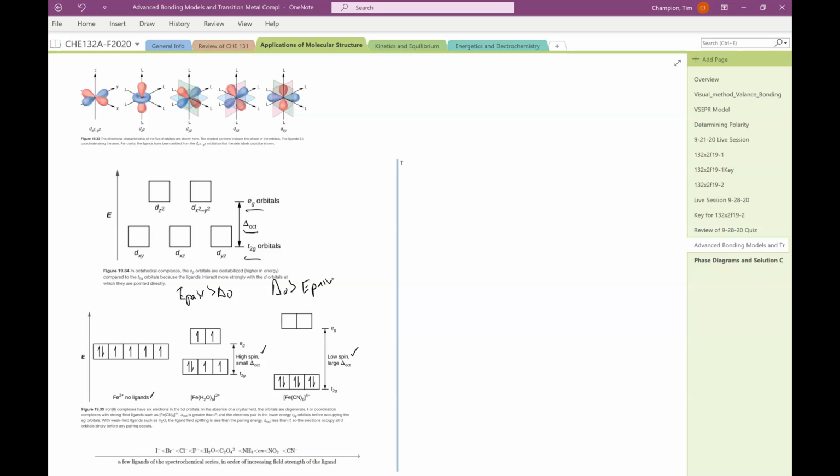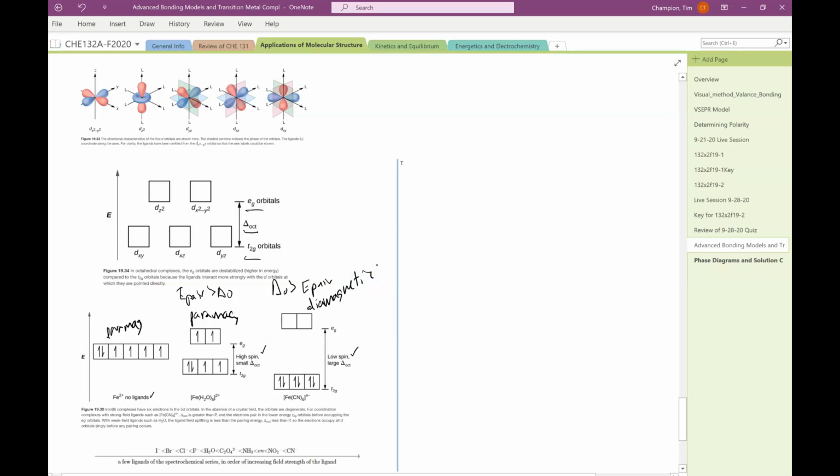And of course, the high spin one would be paramagnetic. But the iron cyanide complex is going to be diamagnetic.